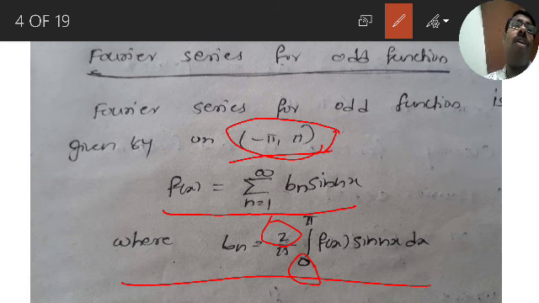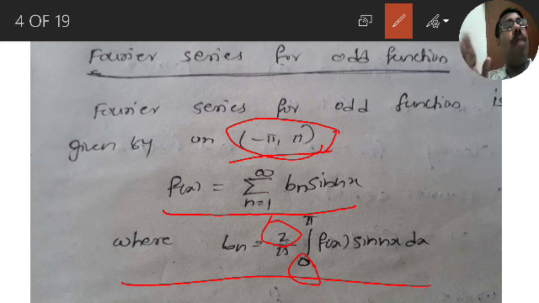So first of all we define what is an even function and what is an odd function, and we are now given the Fourier series for an even function and the Fourier series for an odd function. The first point to be noted in finding a Fourier series for even and odd functions is that the interval is from minus to plus.